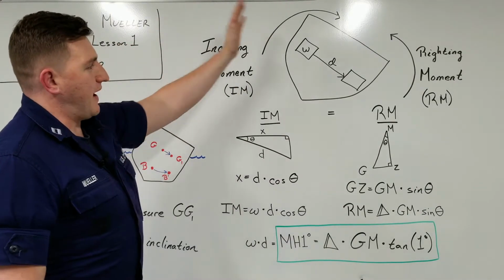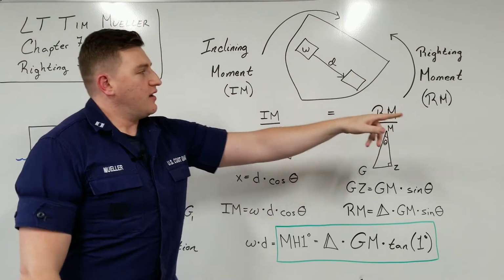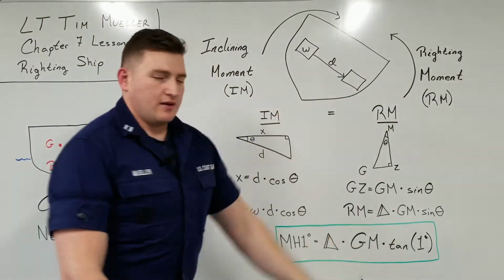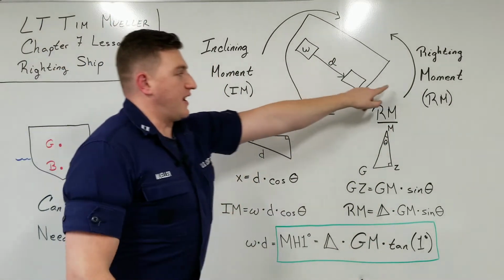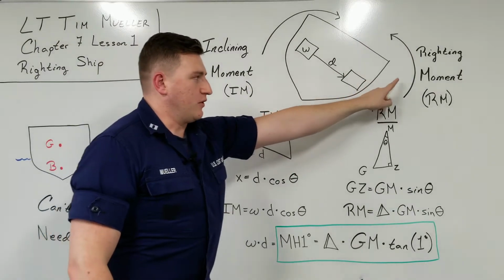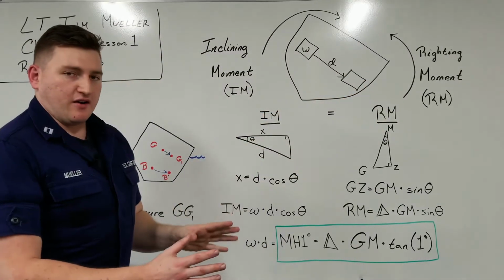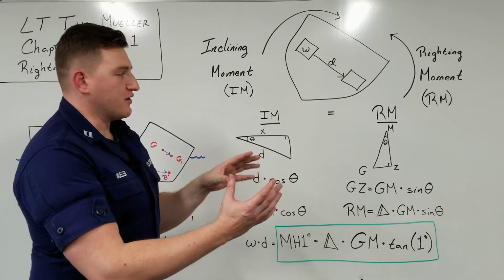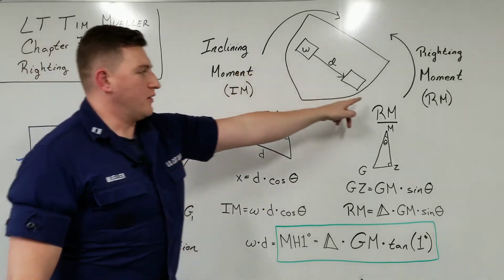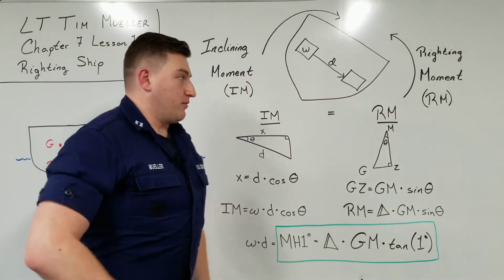The ship is going to act accordingly from that inclining moment until the righting moment brings it back. Or sorry, the inclining moment equals the righting moment. Once that occurs, then the ship will just stay there until something happens to the inclining moment or the righting moment to change that equilibrium.